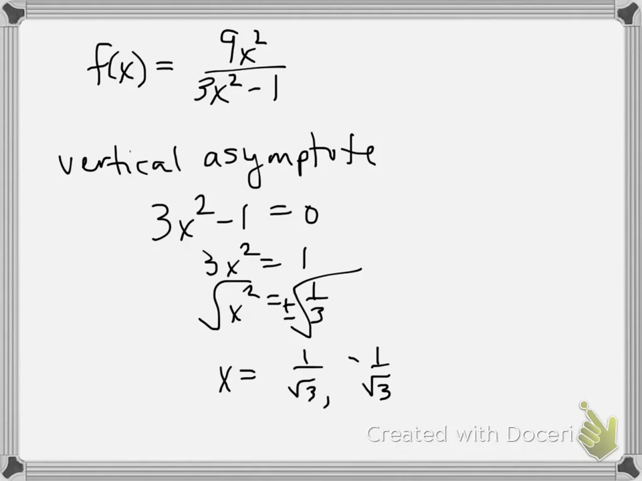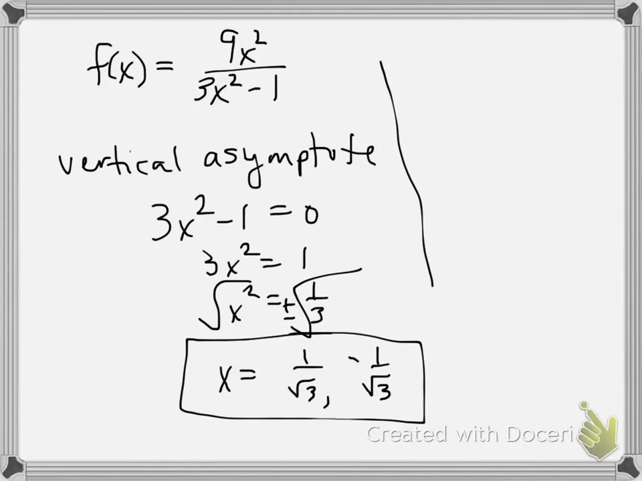And how did I just write a 1 and not a square root of 1? Well, the square root of 1 is just 1. So we have two vertical asymptotes for this function. And what about the horizontal asymptote?